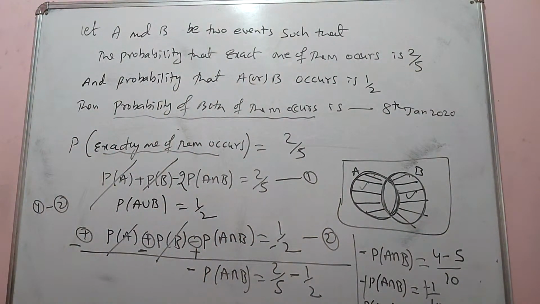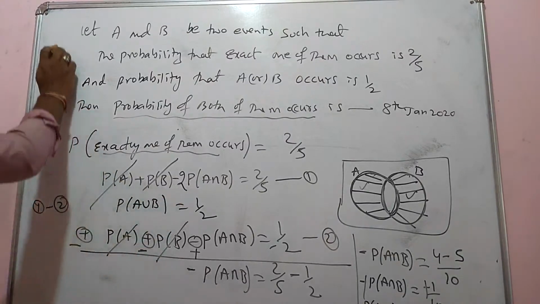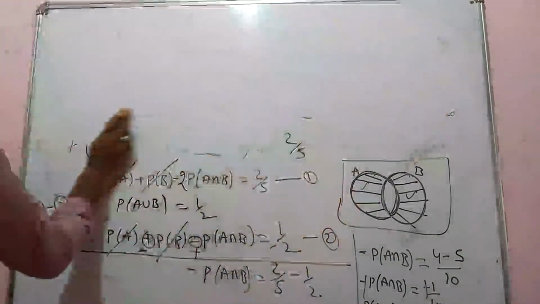So the question asks to find the probability of A intersection B, and the probability of A intersection B is 1 by 10. Hope you understand. Let's move on to the next question. This is a January 8th question. First we'll solve all the 2020 questions, then we'll move on to 2019. Is it understood? Did you understand or not?